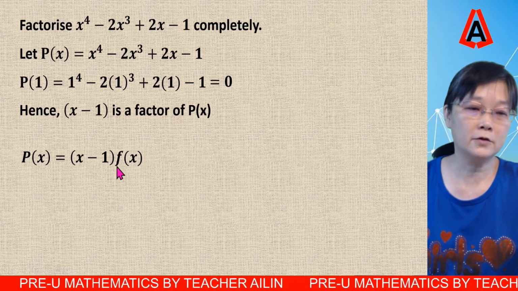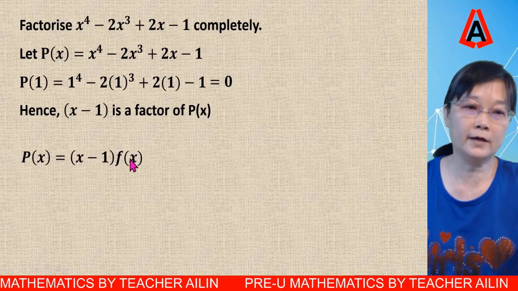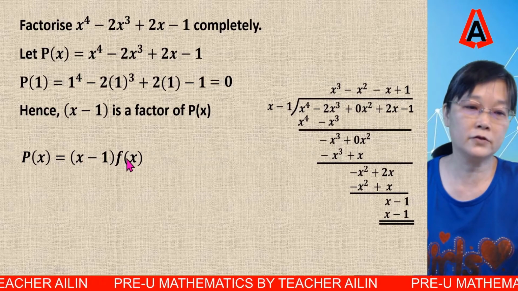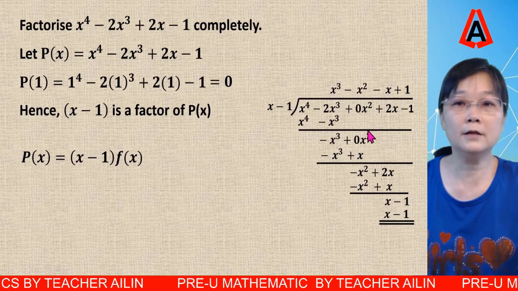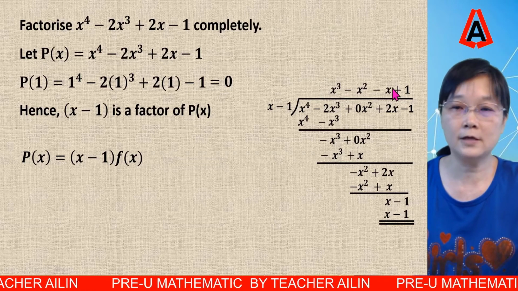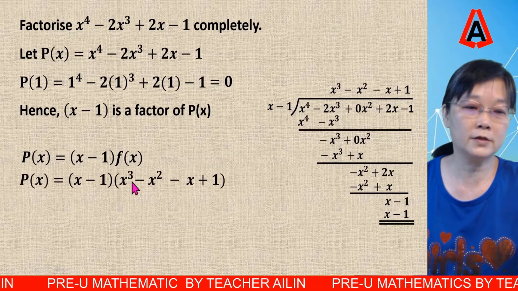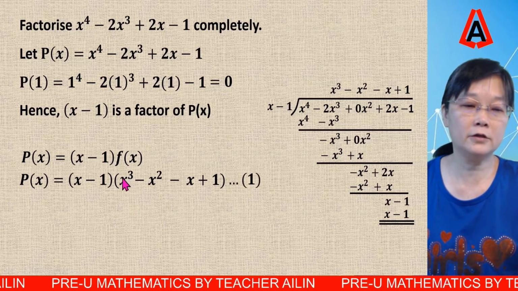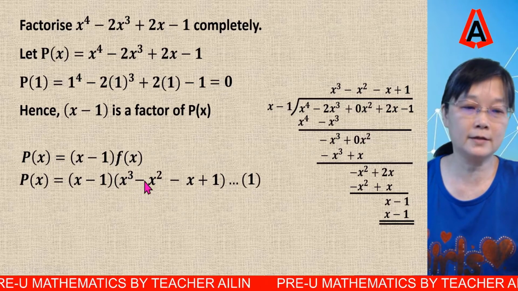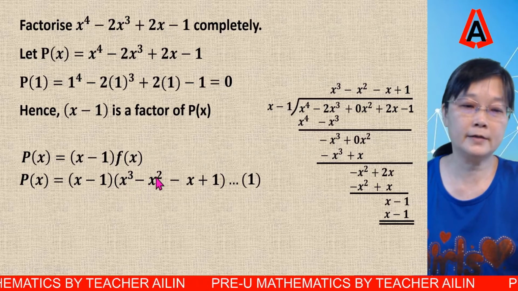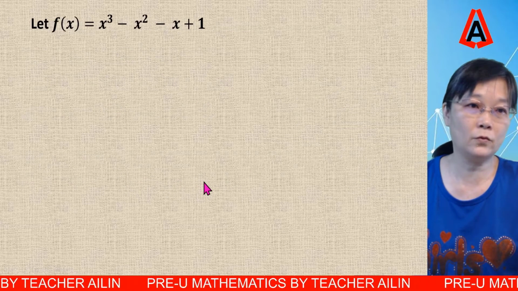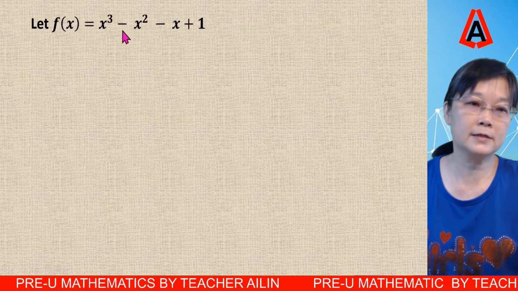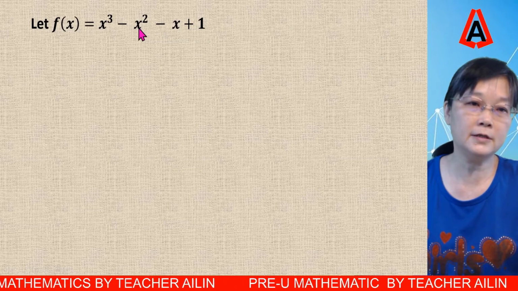So now I'm going to find this quotient f(x). And I use long division to find the quotient f(x). From the long division, the quotient is this one. So now I write down the quotient here. Now to continue the factorization, I'm going to focus on this one, that is x power 3 minus x power 2 minus x plus 1. So now let f(x) be equal to this polynomial in degree 3.